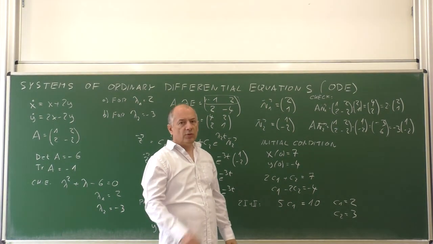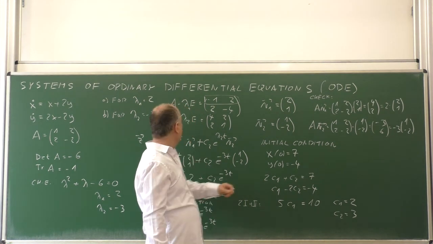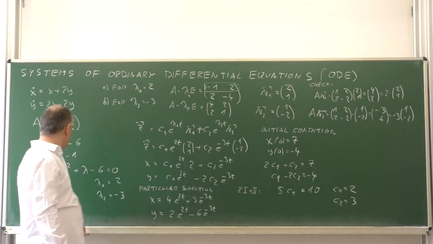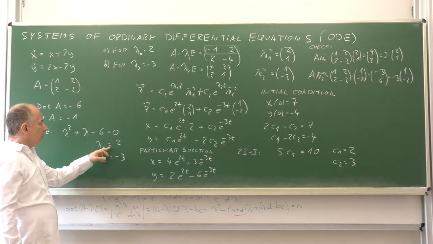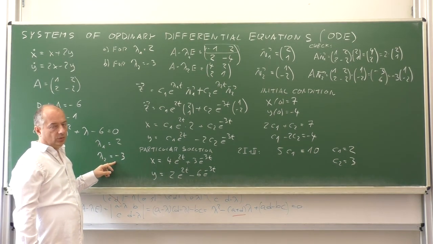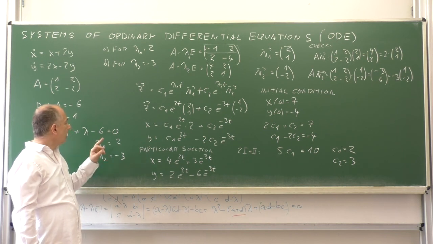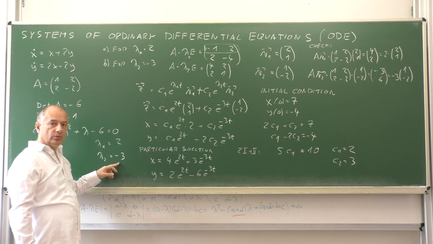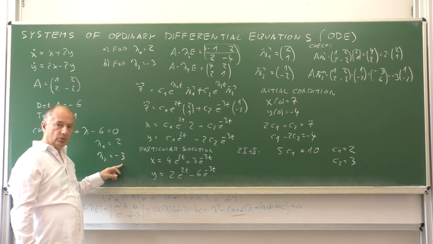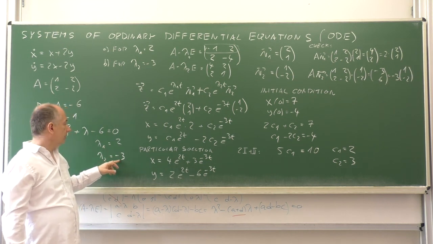Two more problems may appear. First, if this equation has no real roots, only complex roots, we will see this. And another complication might be if lambda 1 is equal to lambda 2, but we will not consider this case.